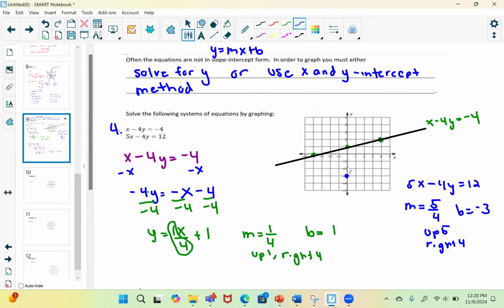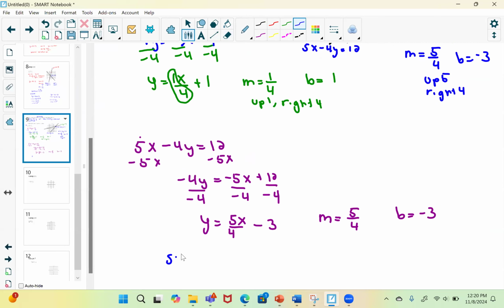Okay, so -3 on my y-axis. And now I can go up 5. So 1, 2, 3, 4, 5. And then right 4. 1, 2, 3, 4. Make a point. Graph them. Okay, and then where they intersect is my solution. So this is my solution. We figure out the point. And this is the line 5x minus 4y equals 12. Okay, so the x value, if I look on the x-axis, is 4. And the y value, if I look on the y-axis, is 2. Okay. So my solution is 4, 2.